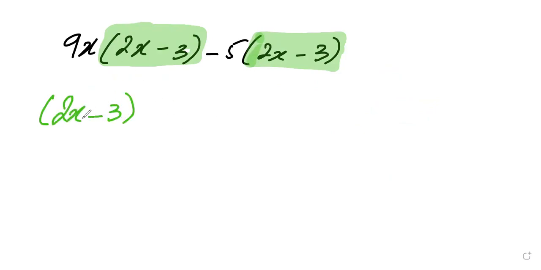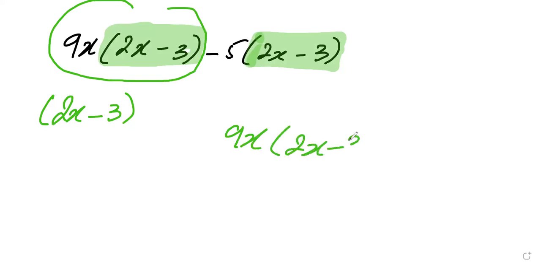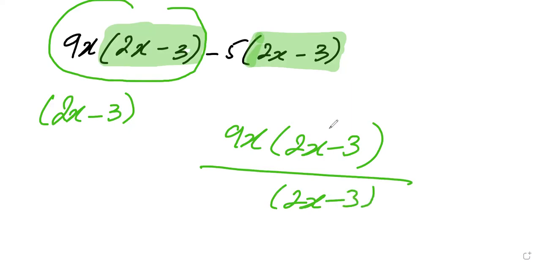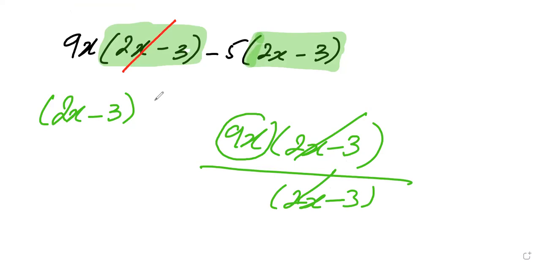This common factor divides the first complete term. When we divide the first term by the common factor, the bracket cancels. We have left 9x. This common factor bracket divides with the bracket, so what we have left is 9x.